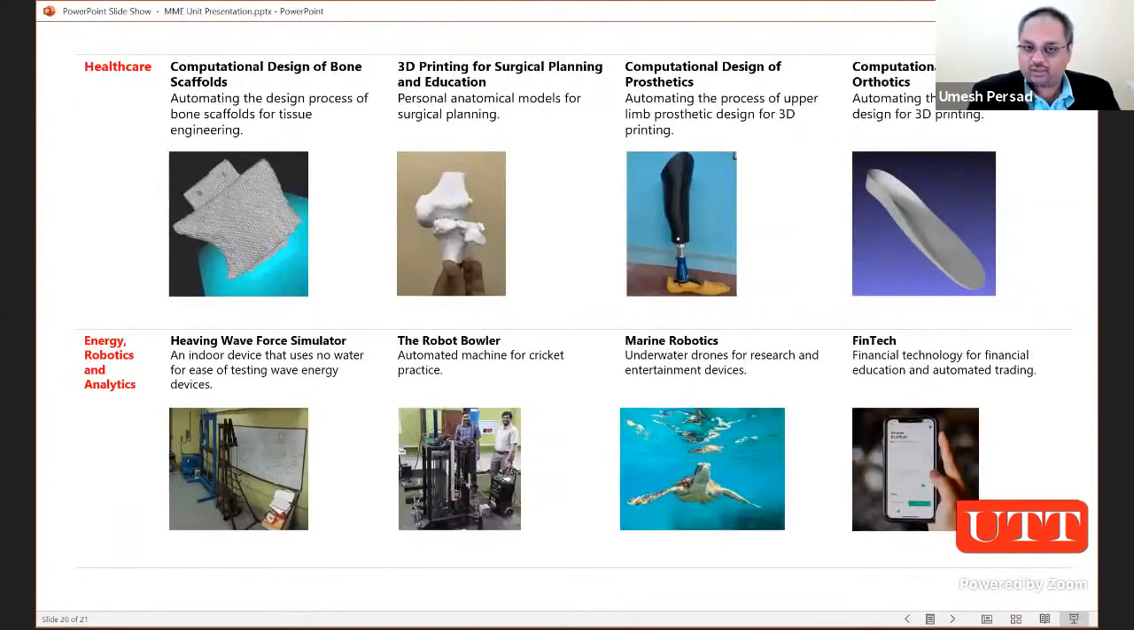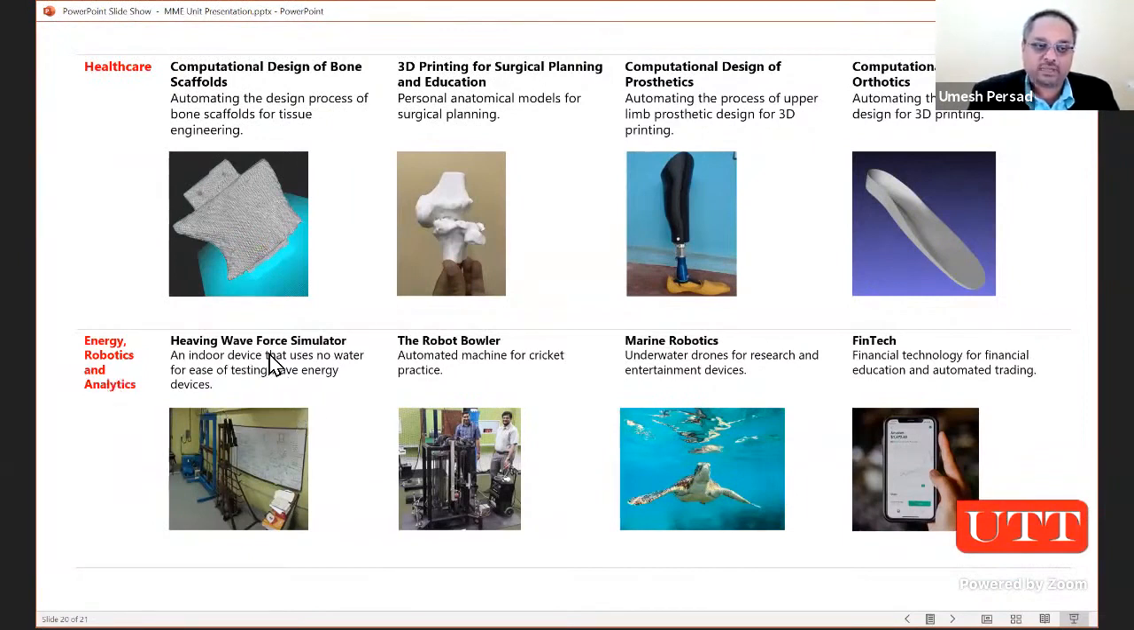In the area of healthcare, which is my area of research, I'm quite passionate about it. We are doing research in terms of the computational design of bone scaffolds. This is in the area of tissue engineering in conjunction with Johns Hopkins University. We have 3D printing for surgical planning and education, making anatomical models to help surgeons, and also the computational design of prosthetics and orthotics. So here you see a master's student develop the first version of a locally designed prosthetic leg that is quite affordable. And finally, energy robotics and analytics.